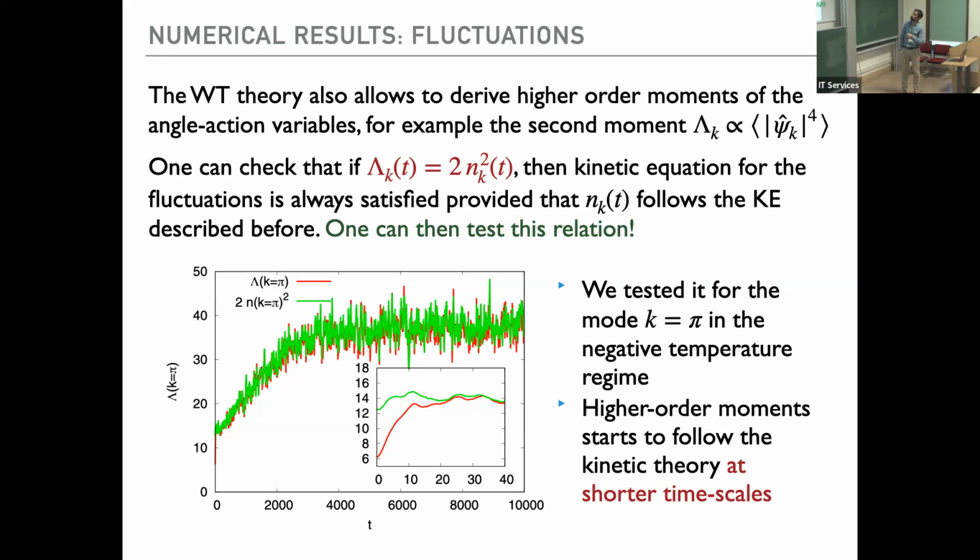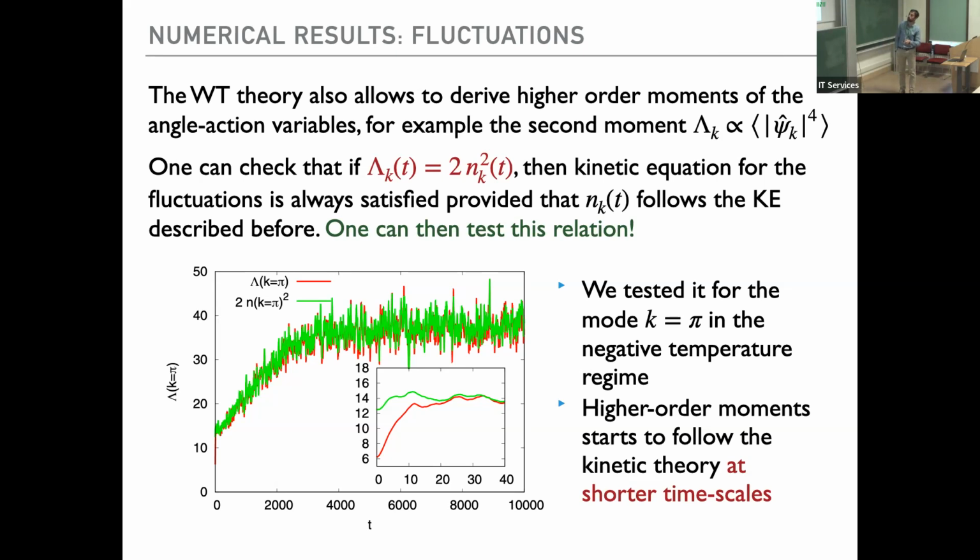but one can check that if the fluctuation follows in time 2 times the square of nk, then the kinetic equation for the fluctuations is always satisfied, provided that nk follows the kinetic equation described well for nk. So we can test how well the fluctuation follows the prediction of their kinetic equations by measuring numerically lambda k for a given mode.